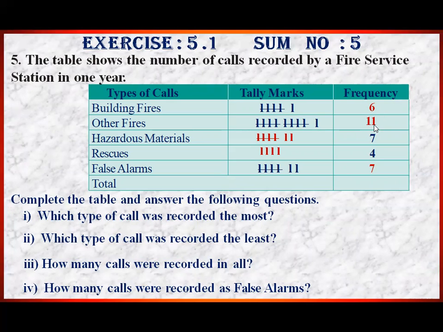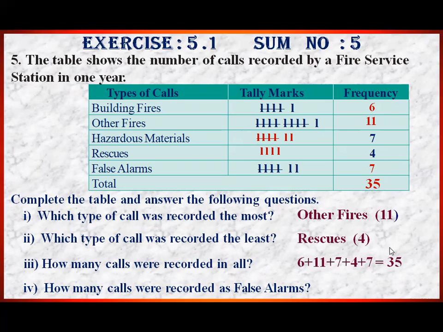So you have 6 plus 11, 17, 17 plus 7, 24, 24 plus 4, 28, 28 plus 7, 35. Which type of call was recorded the most? So by looking at the frequency, you know which type of call is recorded the most. The other fires. Which type of calls were recorded the least? So 4 is the least number. So rescues. How many calls were recorded in all? So the total number of calls is 35. So you add all and get 35. How many calls were recorded for false alarm? So false alarm, 7 calls were recorded.